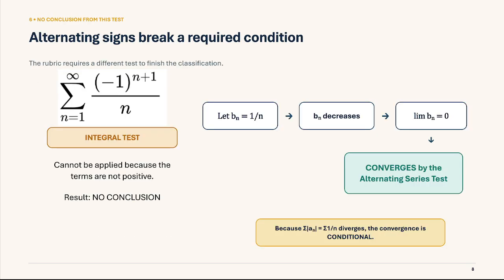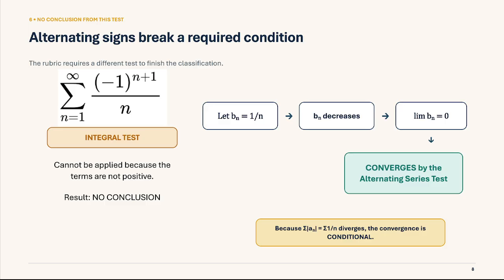The third case is the alternating harmonic series: the sum from n equals 1 to infinity of negative 1 raised to n plus 1 divided by n. The integral test cannot be applied because the terms alternate between positive and negative values. Therefore, the positive condition is not satisfied. At this point, the integral test gives no conclusion, so we must use a different test.